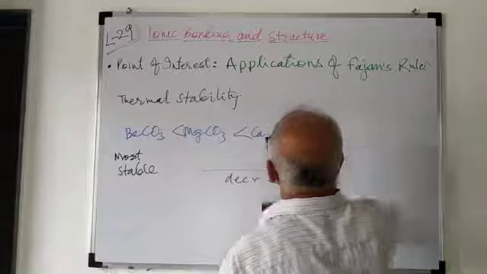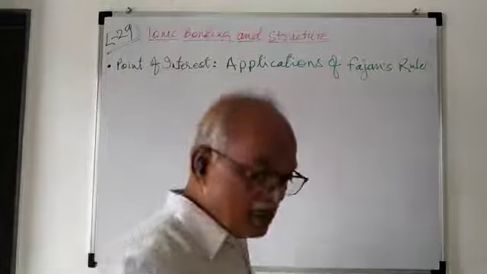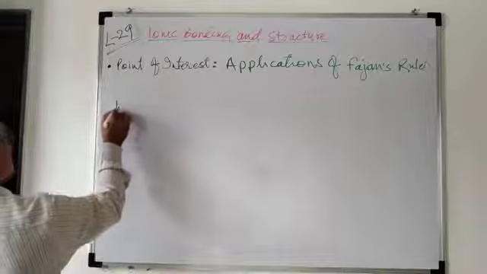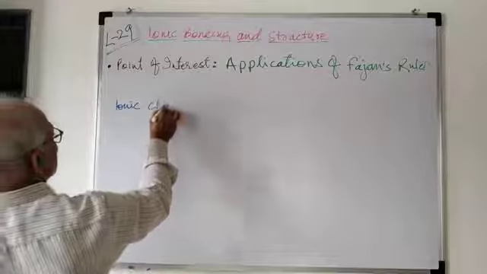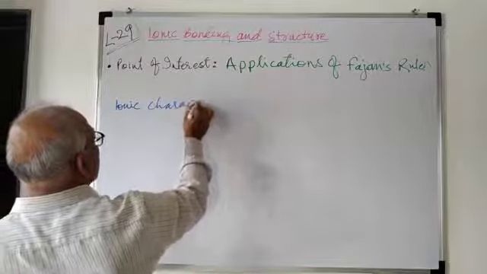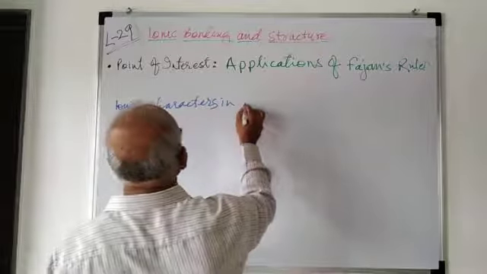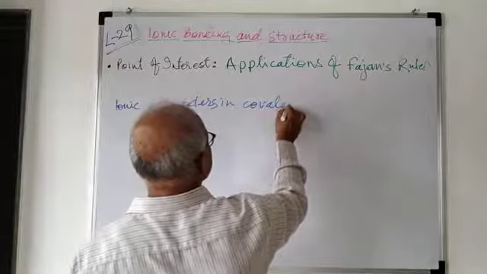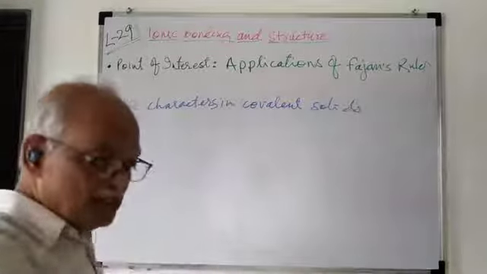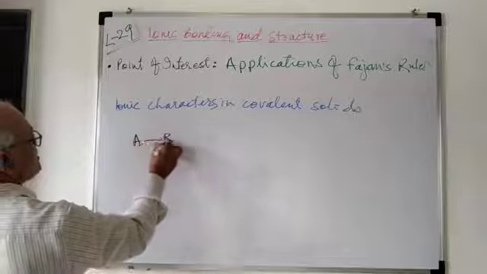Now we will see the next point, that is ionic character, that is, application of Fajan's rules in covalent solids. If we consider a simple structure of A, B.